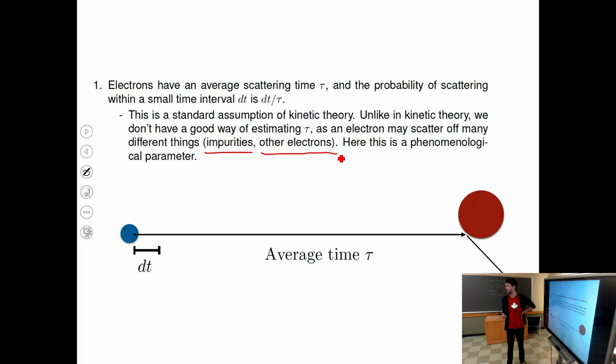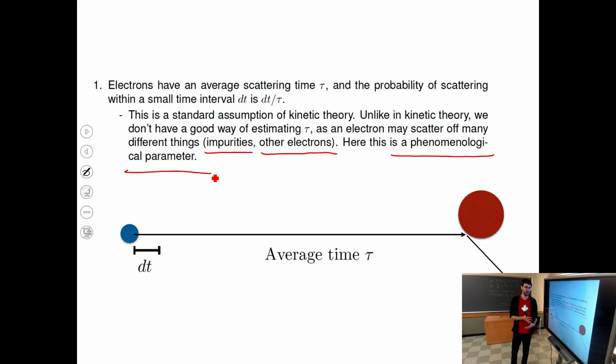It can even be a photon if you're close to the surface where photons penetrate. And so the key word in this slide is that this is a phenomenological parameter, meaning that we cannot look at a piece of solid and, just by knowing where the atoms are, how many impurities there are, and what the density of electrons is, tell right away what the scattering time is going to be. We can guess, but there is no formula that would tell us what this time is supposed to be.